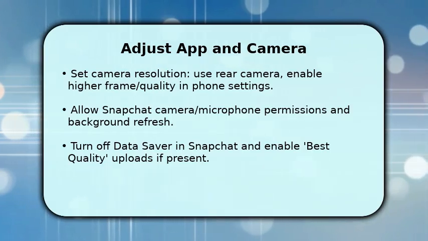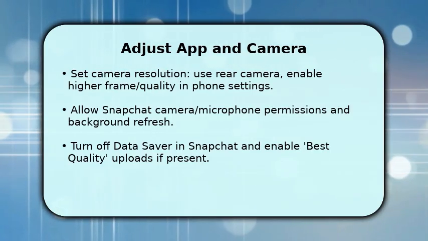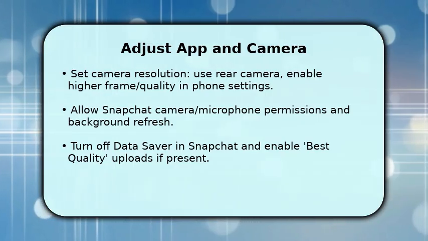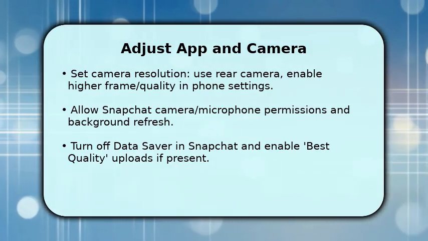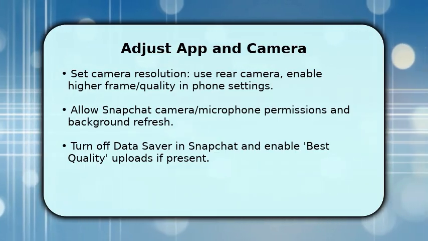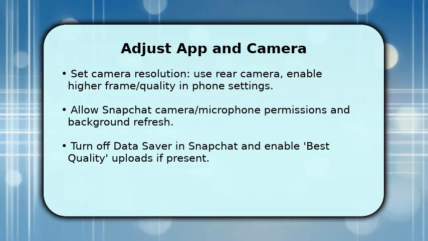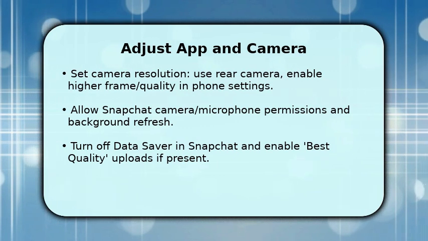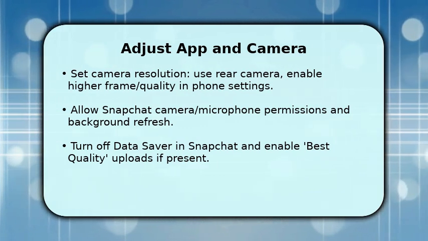Make sure Snapchat has camera, mic, and background refresh permissions so it can process and upload full files. Then disable Data Saver in Snapchat and choose Best Quality Uploads. These changes stop automatic downscaling and preserve the native recording quality when sending or saving.